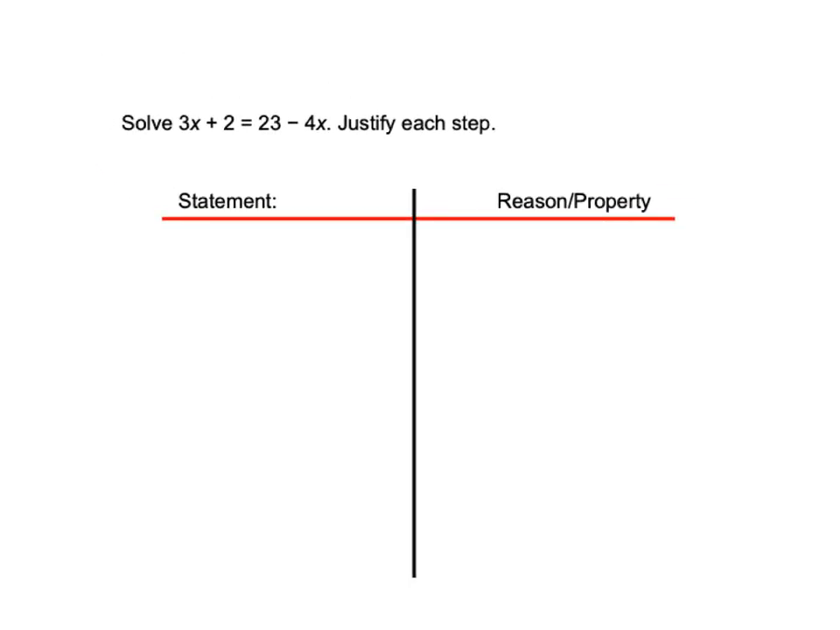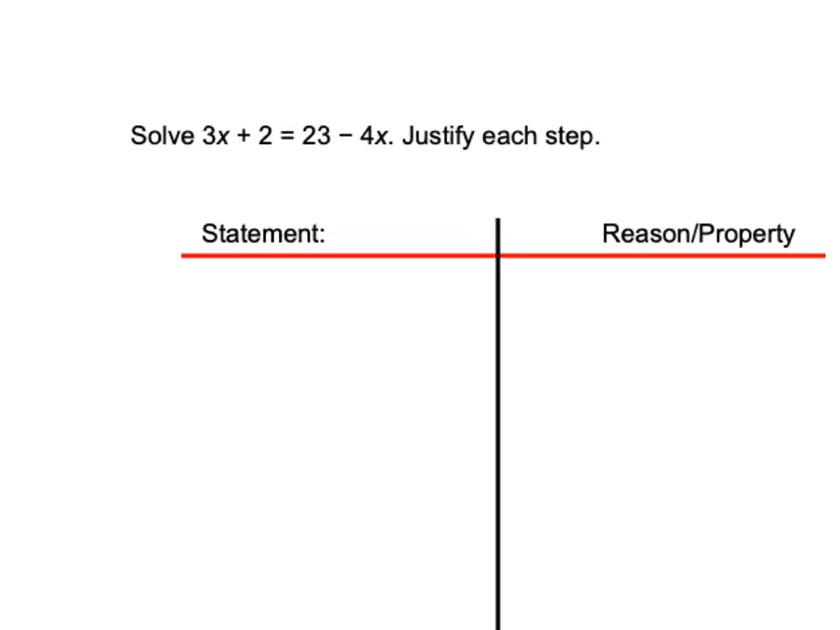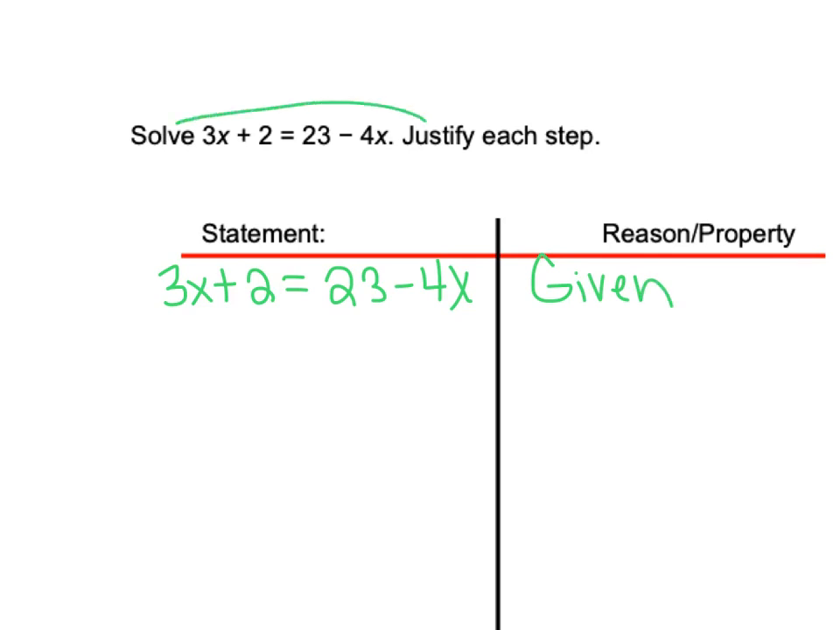Okay, so this one just has a couple more steps. Step 1, always write down the equation exactly the same as it is. And the reason we do that is that's what's given to us. That's our starting point. So the very first thing, I'm going to write it exactly the same: 3x plus 2 equals 23 minus 4x. And again, anytime we rewrite the exact same thing in our algebraic equation, that was the information that was given to us. That was just here, and we brought it down.